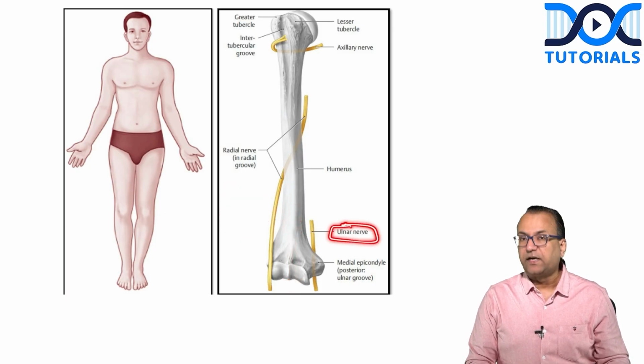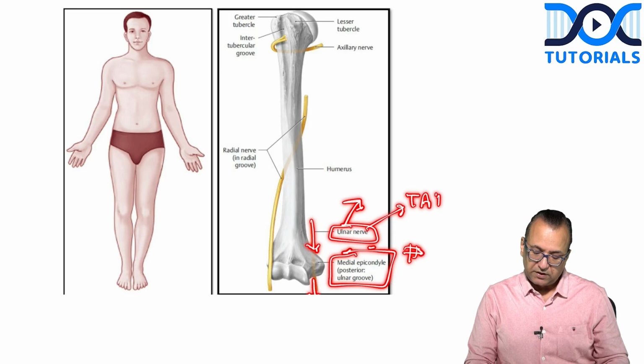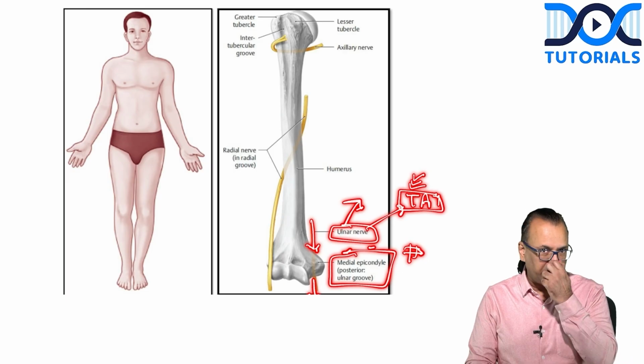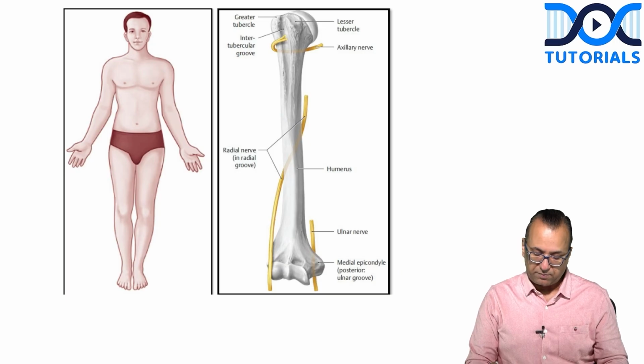Ulnar nerve is not a content of the cubital fossa because it is behind the cubital fossa. Ulnar nerve passes behind the medial epicondyle, and if there is a fracture of the medial epicondyle, the ulnar nerve can be damaged. Sometimes the patient may have tardy ulnar nerve palsy. Tardy means late manifestation of ulnar nerve injury because of a fracture of the medial epicondyle, but that is not the point here.